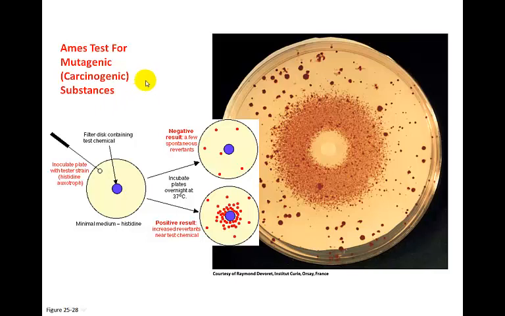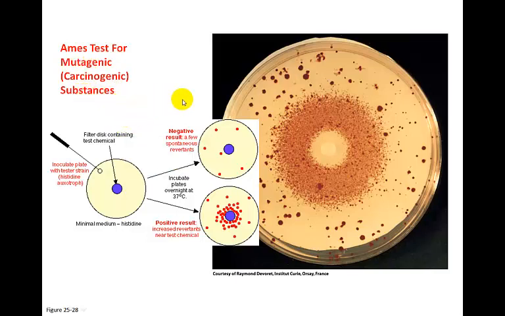It's good for industry to know. It's good for the consumer to know that certain things that may be in your diet or certain things in your environment have a tendency to cause cancer, and those particular substances are mutagenic. They cause mutations in our DNA sequence. So this is the Ames test for mutagenic substances.